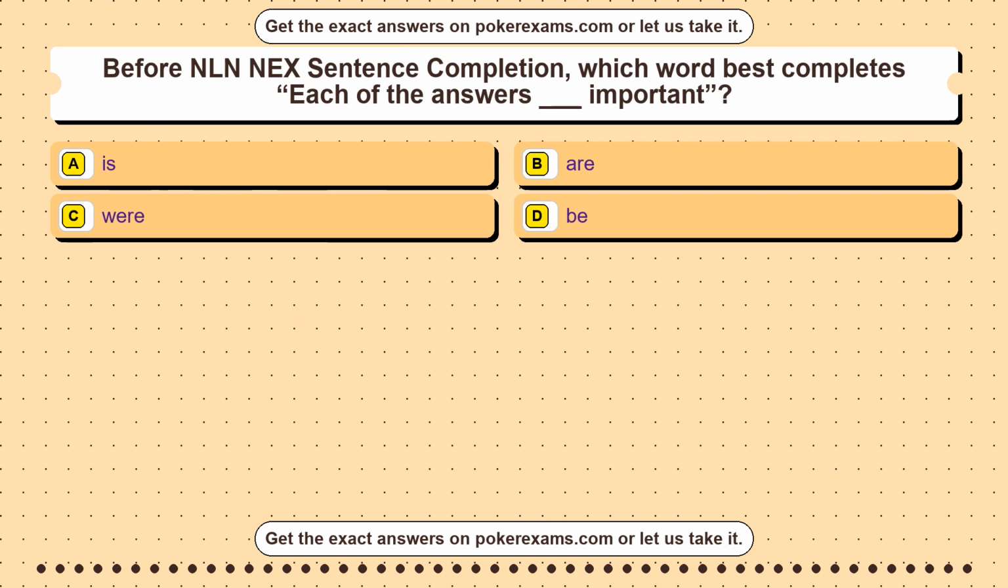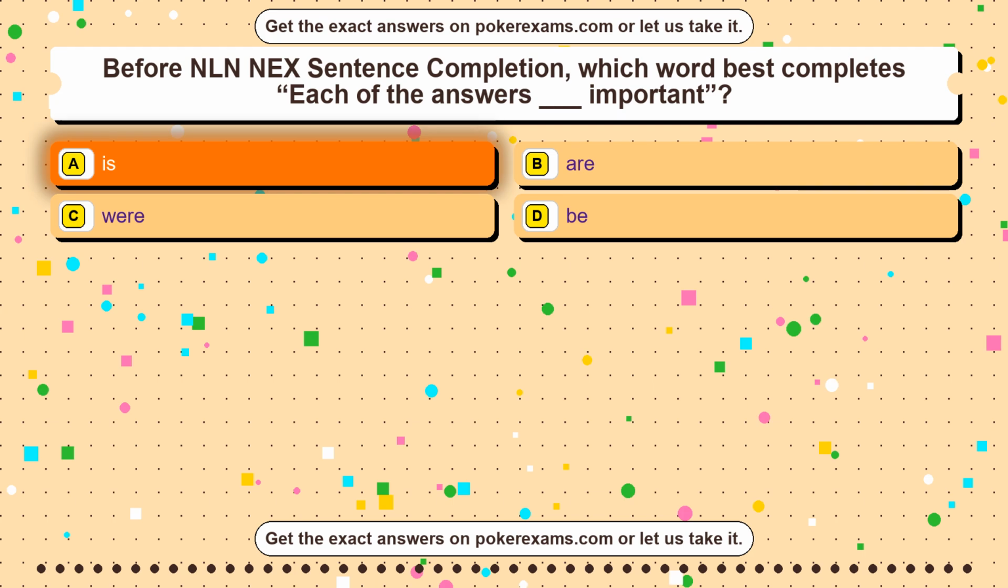Question 45. Before GED Science Review, which term means the result of an experiment can be repeated? Option A, reliable. Option B, biased. Option C, ancient. Option D, estimated. The correct answer is option A.